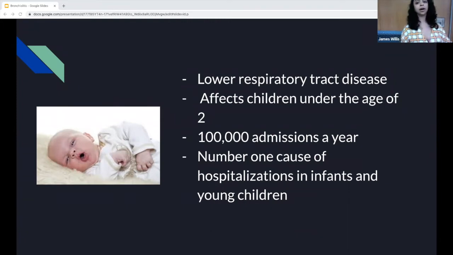Most children who do not require hospitalization recover fully by 1 month, and it accounts for about 100,000 admissions a year into hospitals around the United States at an estimated cost of $1.7 billion. So it's actually the number 1 cause of hospitalization in infants and children. So it's a pretty important lecture, and it's something that you would definitely see, especially even in our ER.